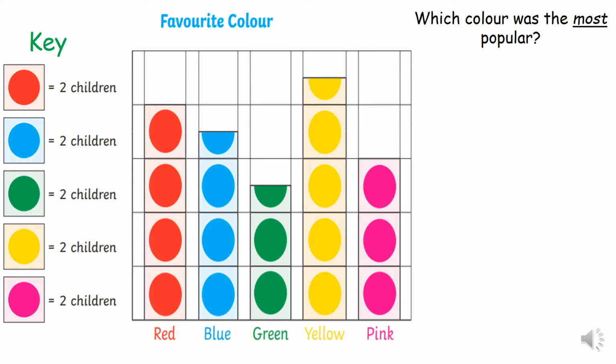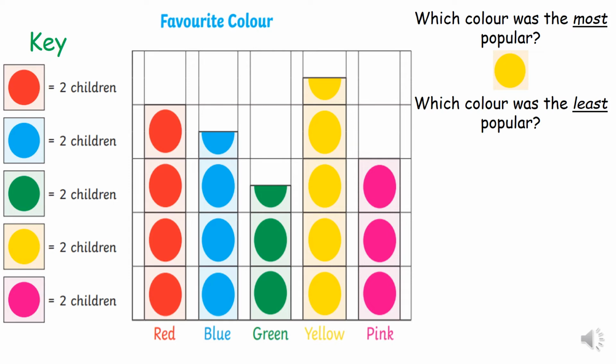We can now use the pictogram to help us interpret the data. That means answer questions about it. So which colour was the most popular? That means which colour did most children choose? Have a look at the pictogram, you should be able to see. Good, it was yellow. Remember, pictograms are helpful because we can look at them to find out the information. Counting them does help, but if we look at it, we can find out quicker.